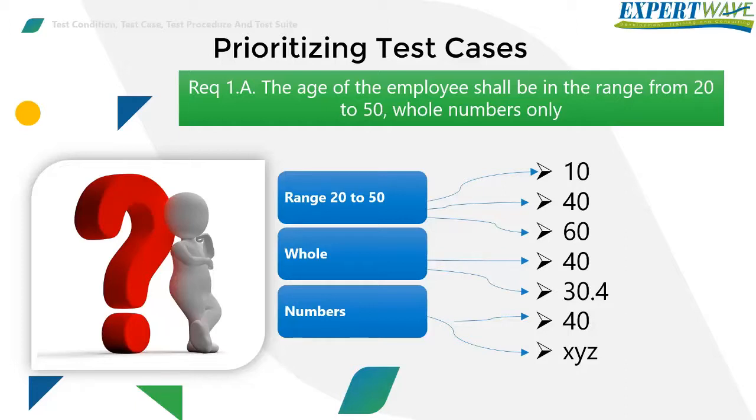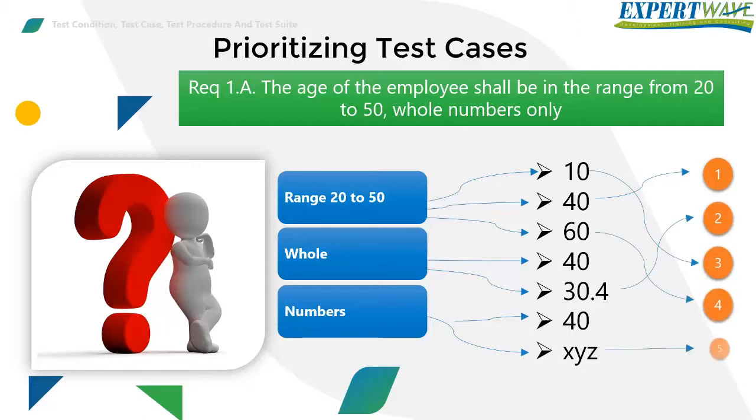Now, if you need to prioritize those test cases, how would you do that? I would say 40, 30.4, 10, 60, XYZ. It doesn't matter if you thought different. It could actually be different depending on the context of the software. Remember this testing principle? Testing is context dependent. But I have put 30.4 high because I thought many users might make the mistake of putting a decimal more than putting a lower or higher value than the range.